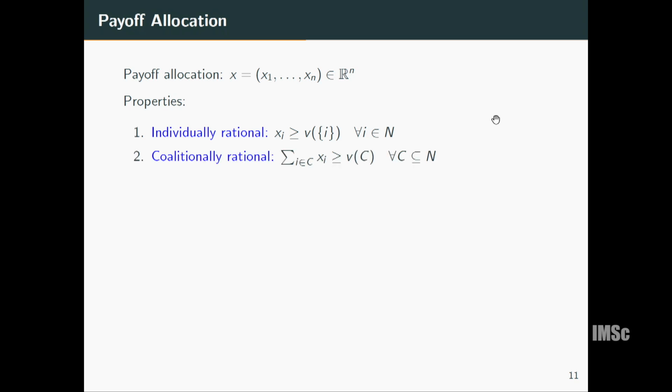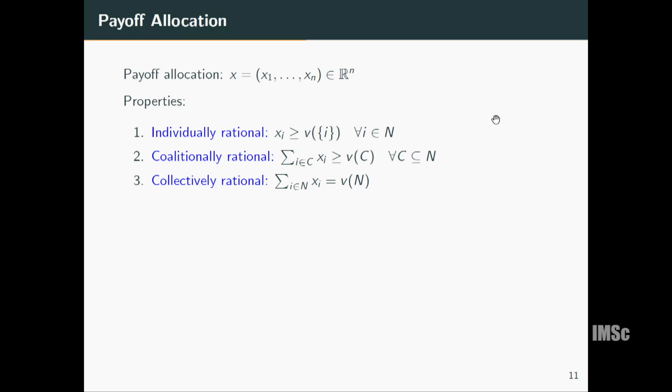What is coalitional rationality? We are talking about this coalition, right? It will be better for me to work in a coalition when the individual payoff that I get by working in the coalition is at least as much as the worth of the complete coalition. This is called coalitional rationality. Collective rationality means I am not pumping in any more value. That means this sum has to be equal to the worth of the entire coalition.